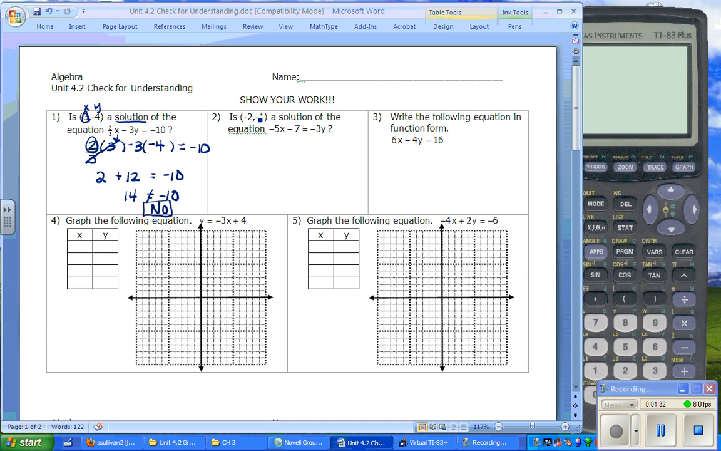Number 2, testing to see if this is a solution. Again, we want to rewrite this equation, but we're leaving a blank for x and y. In the blank for x this time, we're putting in -2. In the blank for y, we're putting -1. And now we just want to simplify. This time we get a true statement, so our answer is yes.